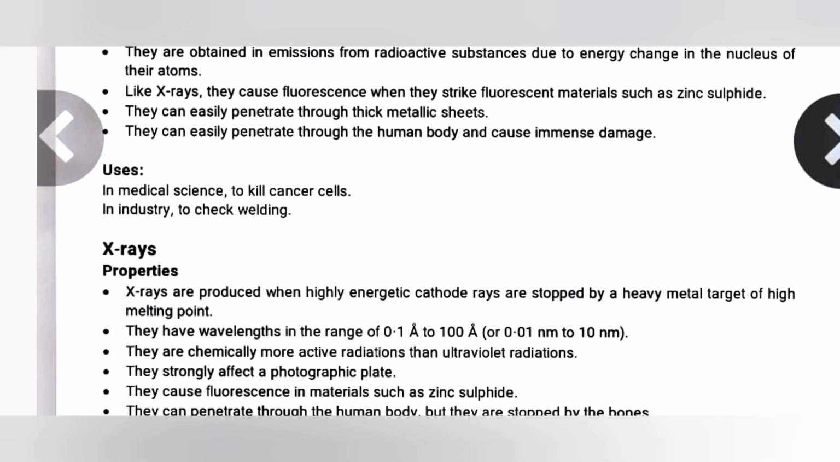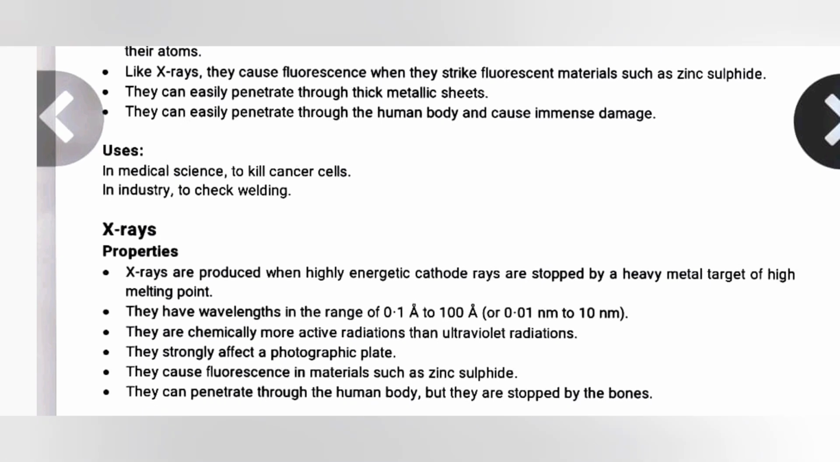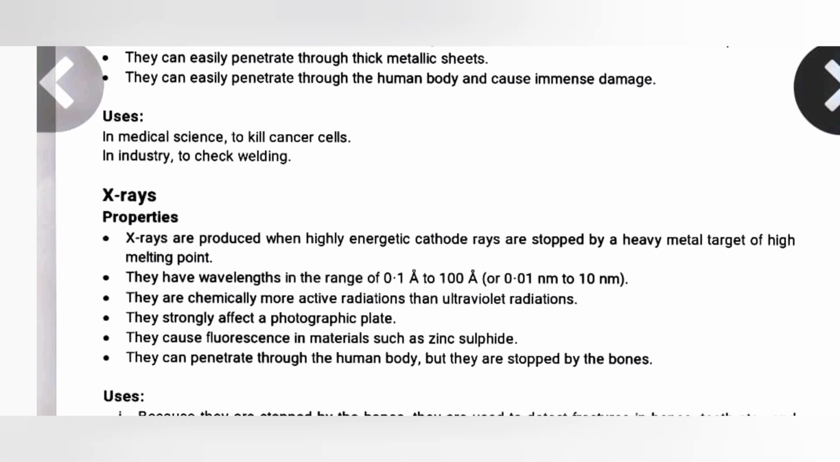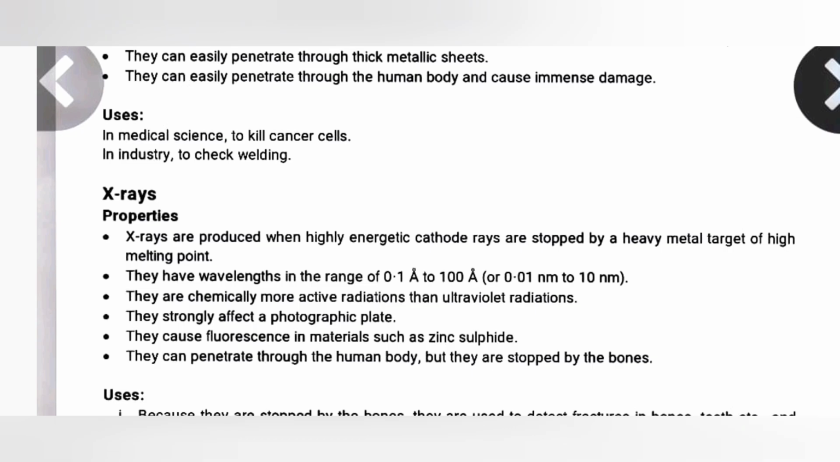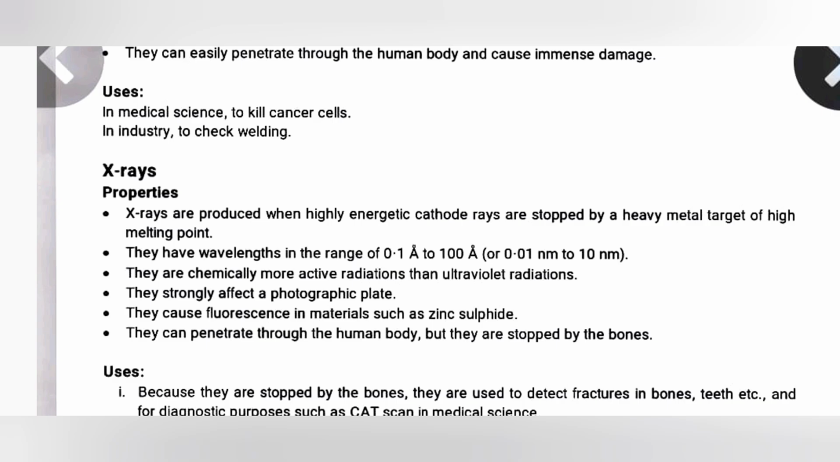Now X-rays. As we all know, X-rays is a very frequent term used by the doctors surrounding us. X-rays are produced when a high energetic cathode ray is stopped by a heavy metal target of high melting point. They have a wavelength in the range of 0.1 Angstrom to 100 Angstrom. They are chemically more active than ultraviolet radiation. They strongly affect a photographic plate. They cause fluorescence in materials such as zinc sulfide.